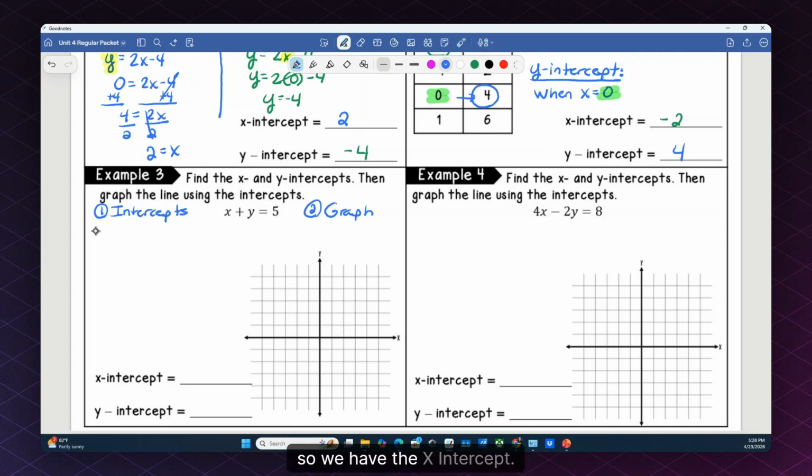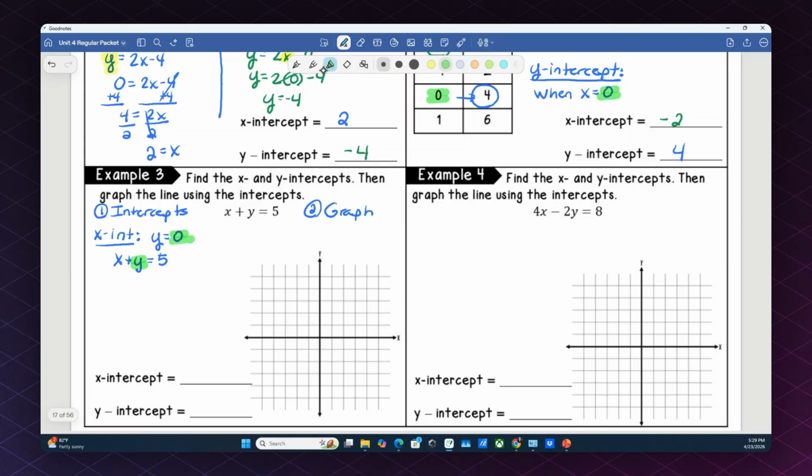Okay, so we have the x-intercept. Remember, this is when y equals 0. So I write my equation over again: x plus y equals 5. I am going to take that 0 and plug it in for y. So I get x plus 0 equals 5. That 0 cancels out, and so we are left with x equals 5. So my x-intercept is 5.